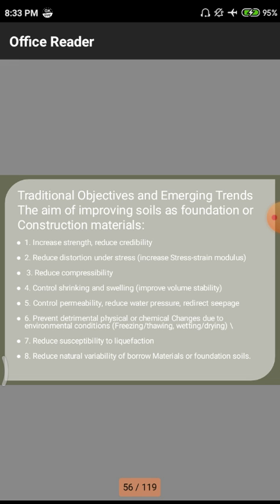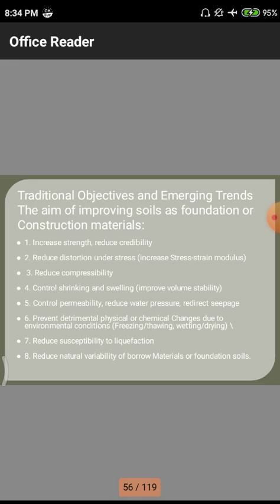Next one is reduce compressibility. That means whatever forces are acting on the structure we need to reduce, because if there are extreme compressibility actions, the structure will automatically weaken. Next one is control shrinkage and swelling. That means control the shrinkage. In what state do we have to obtain this? If there is any entrainment of water into the lower layers of the particular soil, due to this entrainment of water, the swelling capacity and shrinkage capacity of the soil will increase.